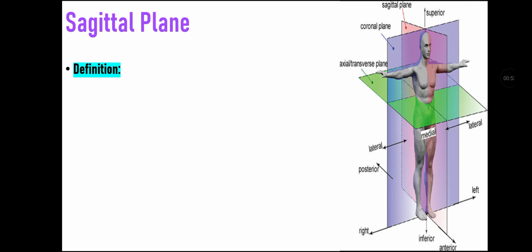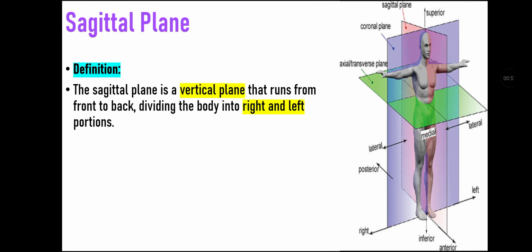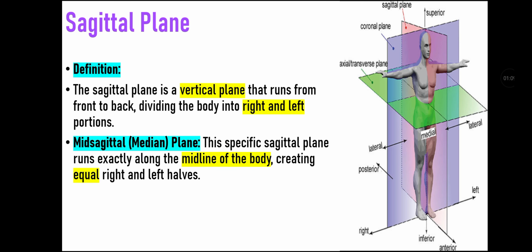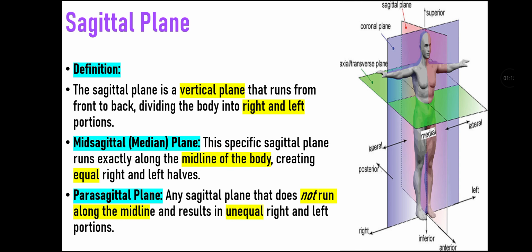As you can see in the diagram, the red colored plane is the sagittal plane. And the definition: the sagittal plane is a vertical plane that runs from front to back, dividing the body into right and left portions. As you can see here in the diagram, the sagittal plane is dividing the body into right and left portions. It has two types: the mid-sagittal plane and the parasagittal plane.